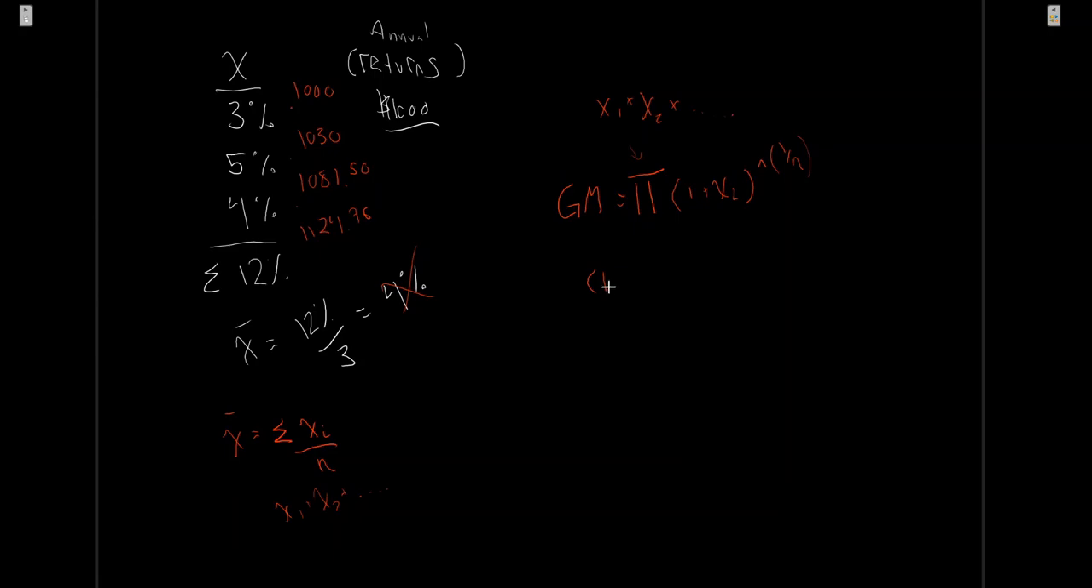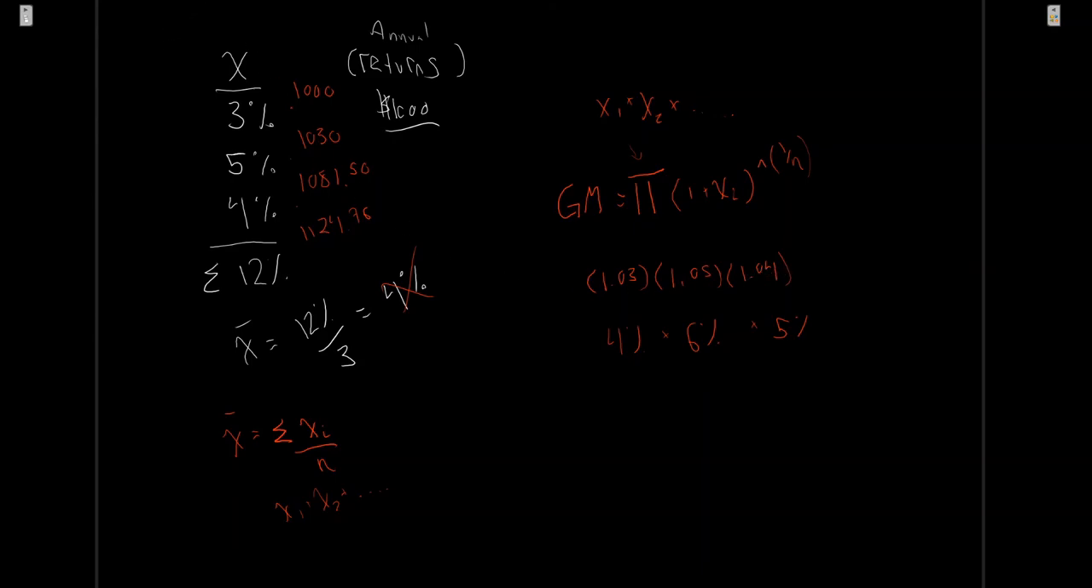We would have 1.03 times 1.05 times 1.04. And you're like, whoa, why are we doing 0.03? Why isn't this 1 plus 3%? Why isn't this now 4% times 6% times 5%? Well, now where did that come from? 5%, right? Isn't that 1 plus 4% is 5%? 1 plus 5% is 6%? Why do we have these?